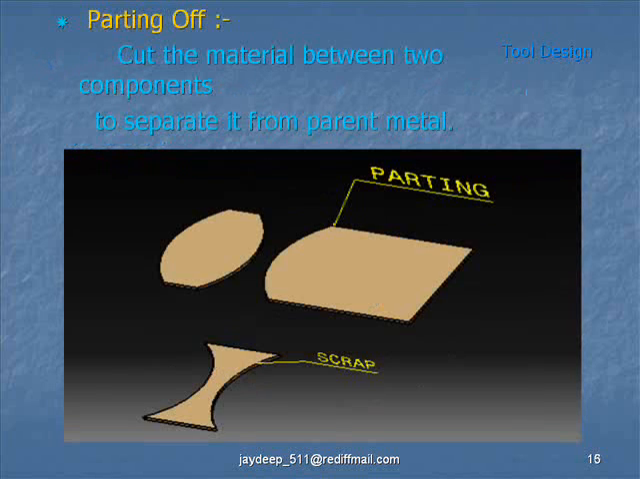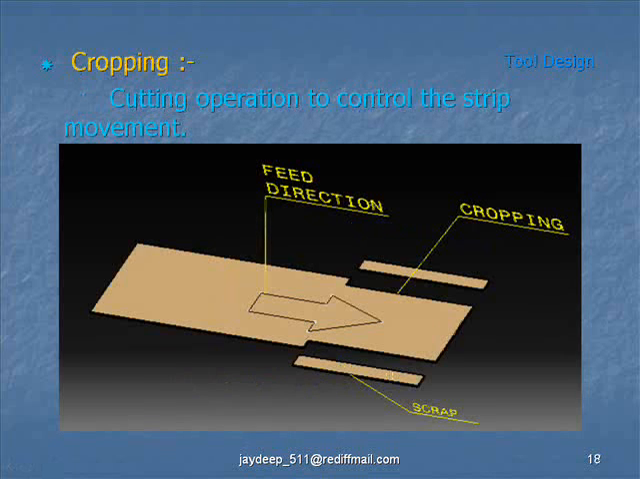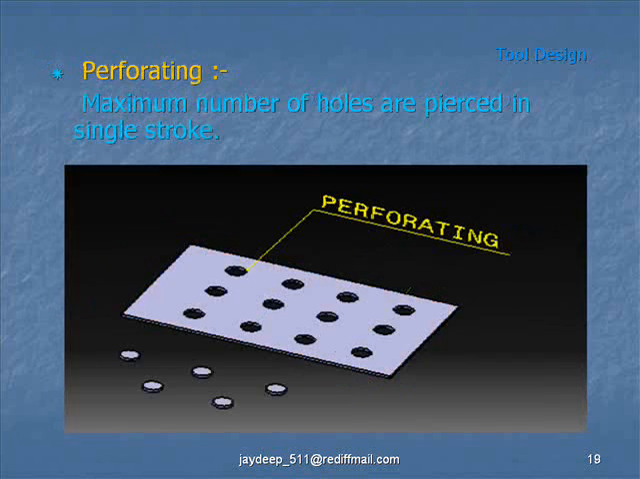Parting off. Cut off the material between two components to separate it from parent material. Cut off. The cutting action must be along a line. Cropping. Cutting operation to control the strip movement. Perforating. Maximum number of holes are pierced in a single stroke.